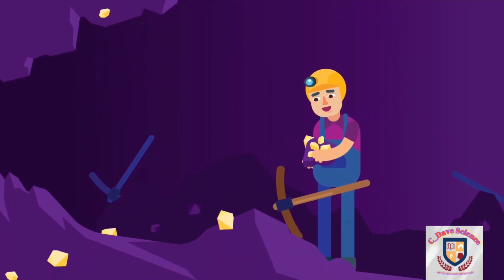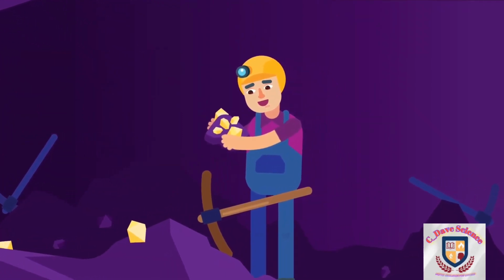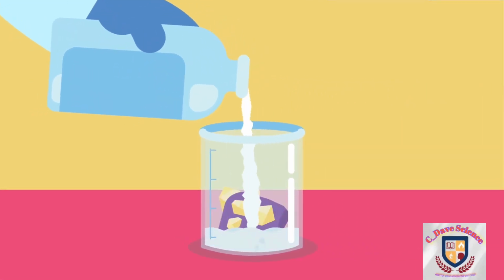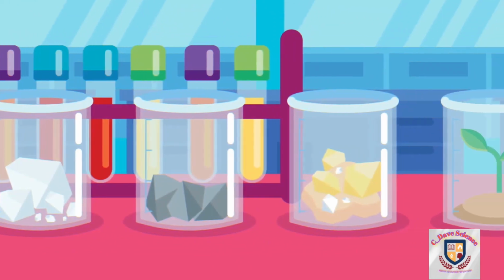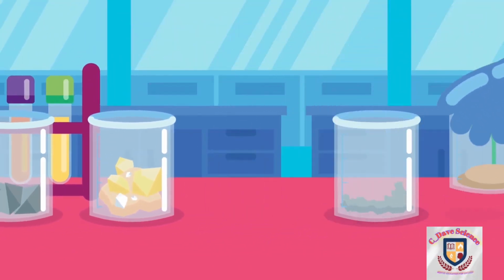Inorganic chemistry. Would you like to know how our Earth forms gold? This is what inorganic chemists do. Inorganic chemistry deals with elements and compounds other than carbon or hydrocarbons. It covers all materials that are not organic and are termed as non-living substances.